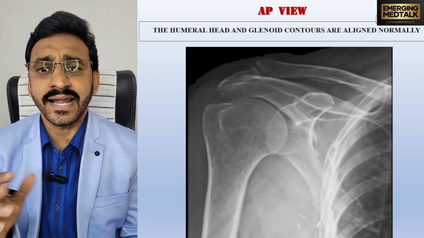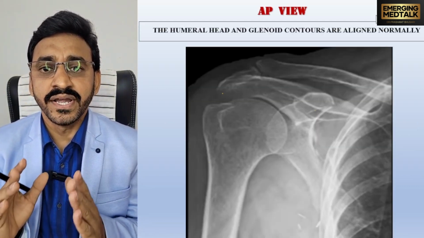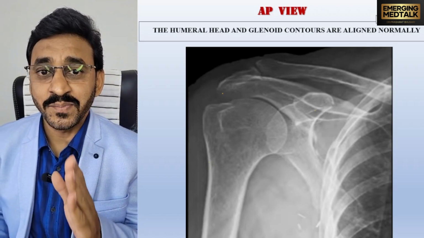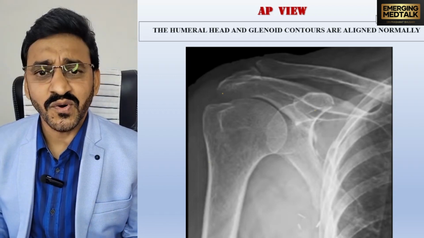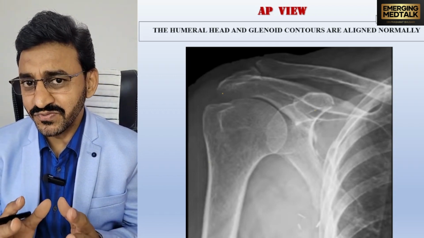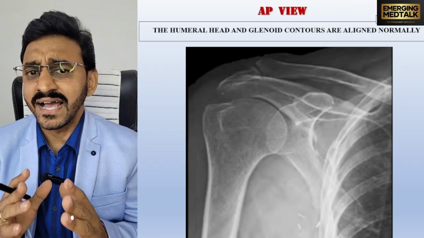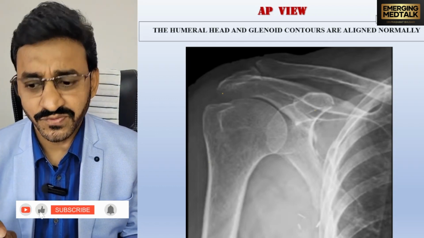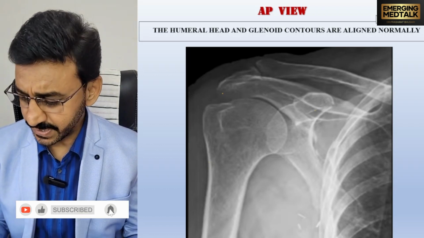So here is the antero-posterior view of the X-ray of the shoulder joint. The approach is very simple, the ABCS pattern: A for alignment, B for the bones, C for the cartilage, and S for the soft tissue. So first we will discuss the alignment particularly.